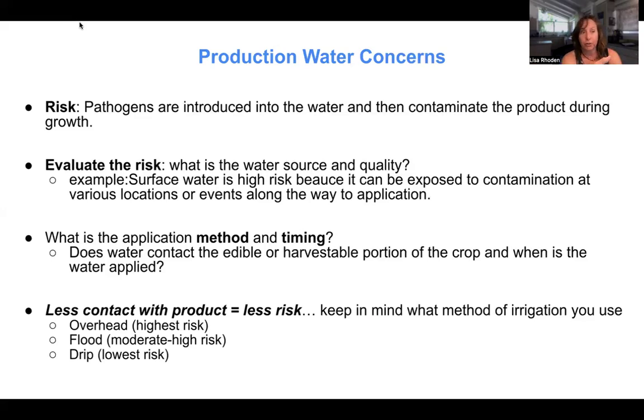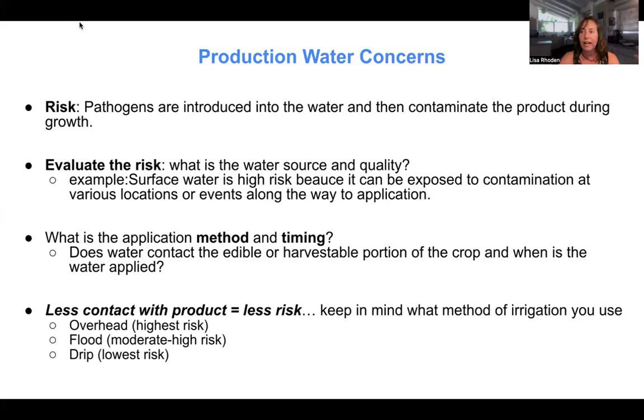And when are you irrigating? If you are an operation that has a crop that maybe you cut the irrigation off at a certain point in time and the crop continues to grow for a few weeks without any water, there's a little bit less of a concern in those last couple of weeks because you're not introducing water to your crop at all. So the general thinking that you want to have with this is that the less contact that your water has with the product, the less risk there is.